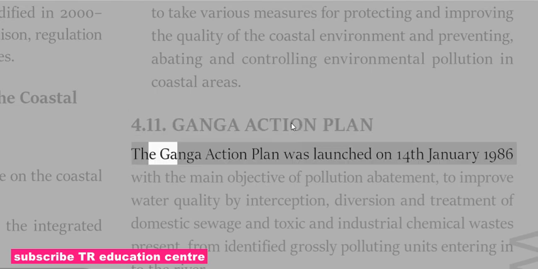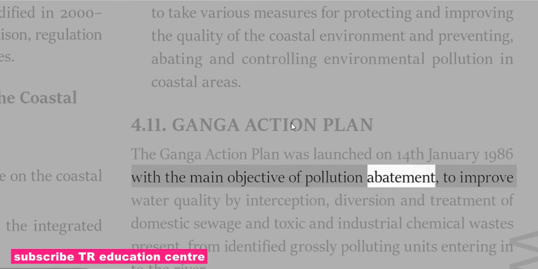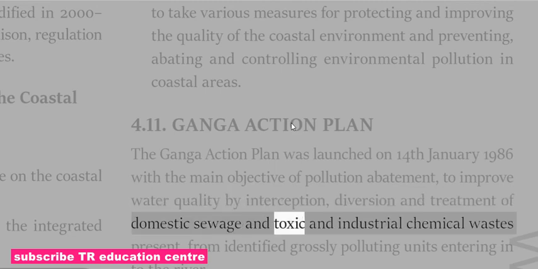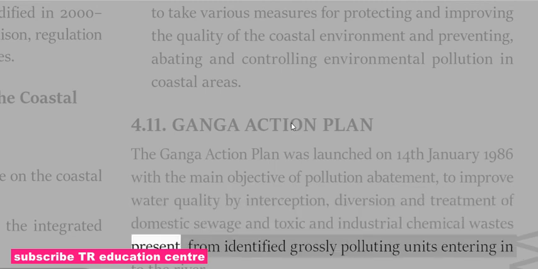4.11 Ganga Action Plan. The Ganga Action Plan was launched on 14 January 1986 with the main objective of pollution abatement, to improve water quality by interception, diversion and treatment of domestic sewage and toxic and industrial chemical wastes from identified grossly polluting units entering the river.